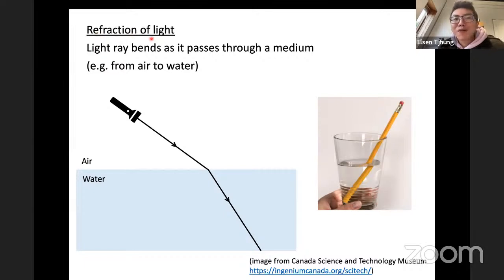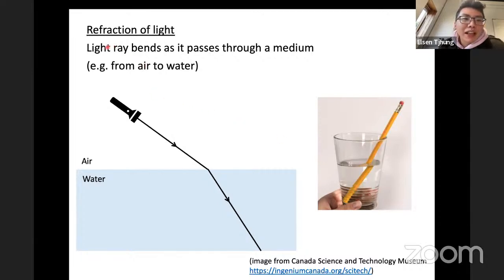If you don't know what refraction of light is, you can just do this experiment at home. Try to put a pencil inside a glass of water and you can see that the pencil appears to be bent. It doesn't look straight. It appears to be bent. So why is this the case?